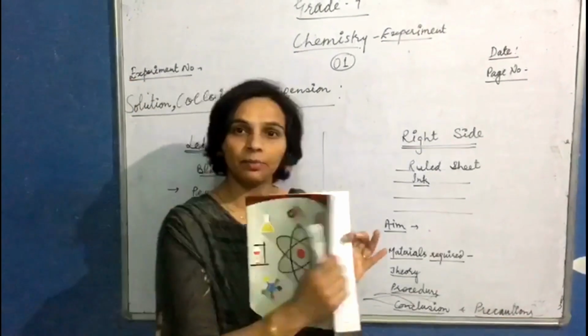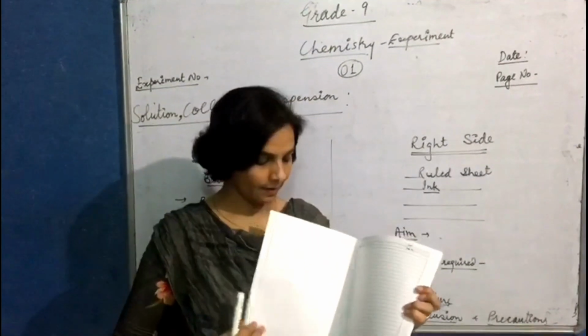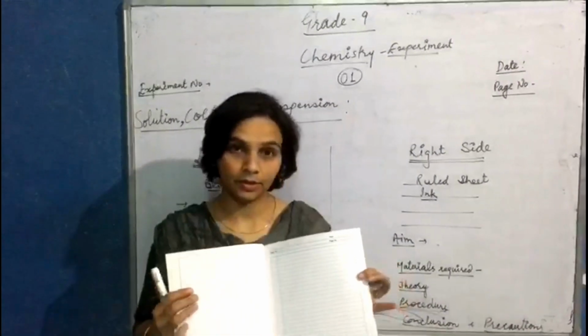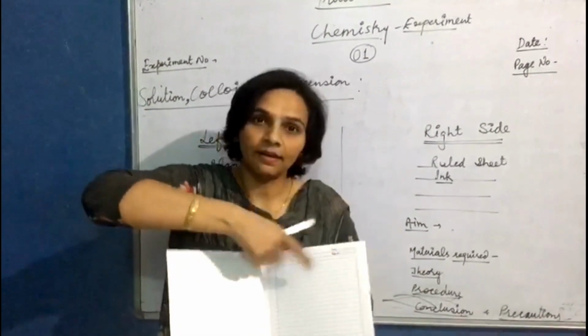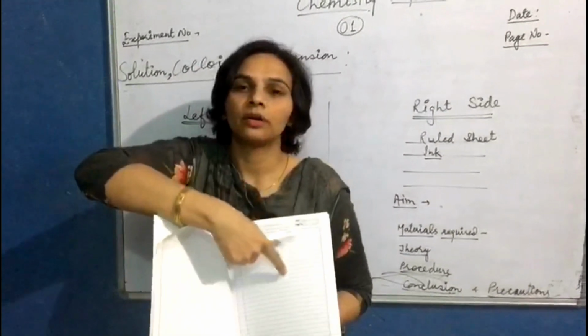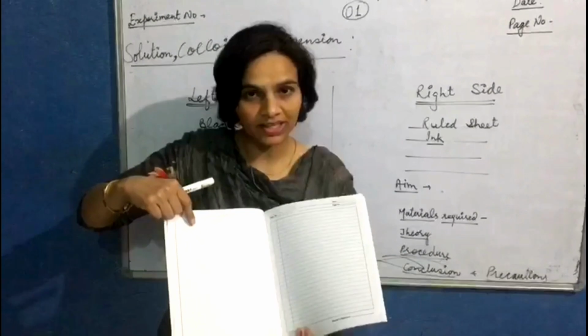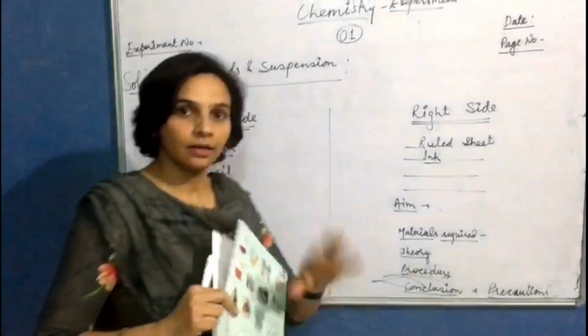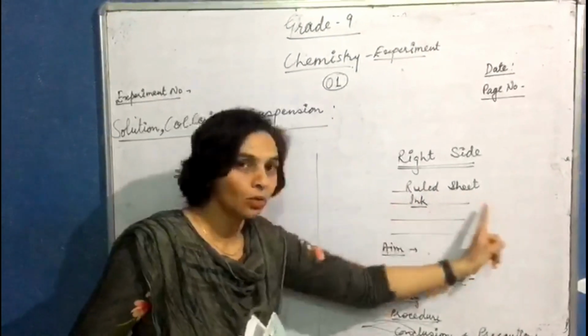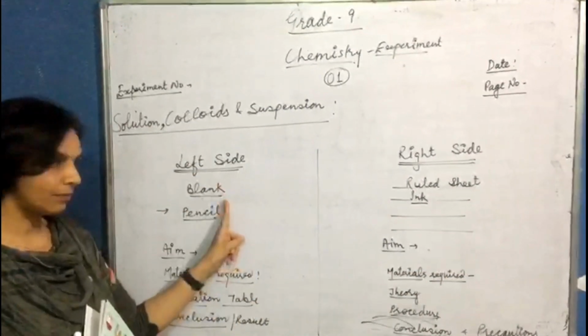So this is your practical file. This is the index page. This is the right side and this is the left side. Right side is what? Ruled, and the left one is blank. Clear? See, left side, right side. Right side is the ruled one while the left side is the blank one.